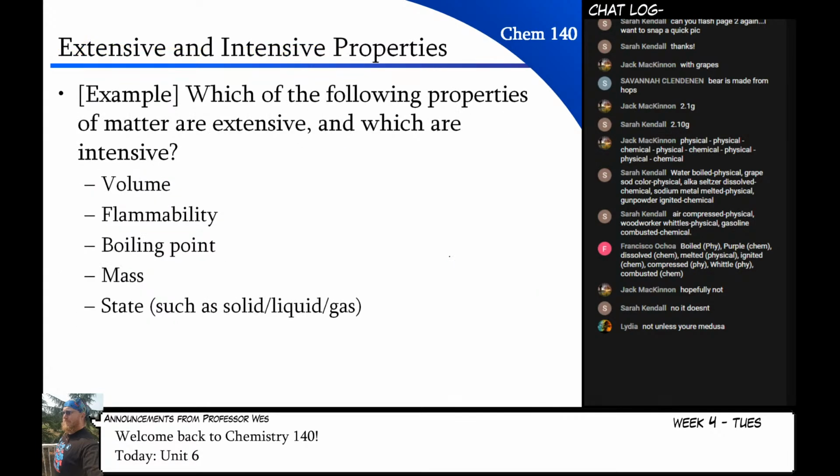And so you can go through these examples. I'll leave these out for you. I want you to tell me which are extensive and which are intensive.